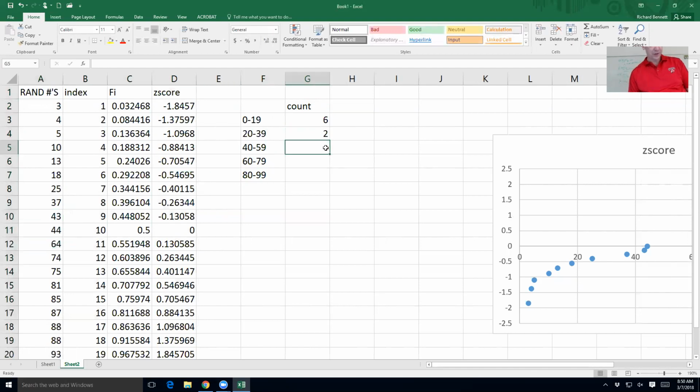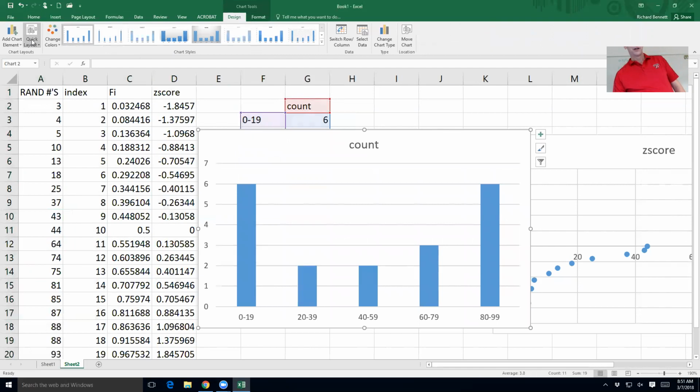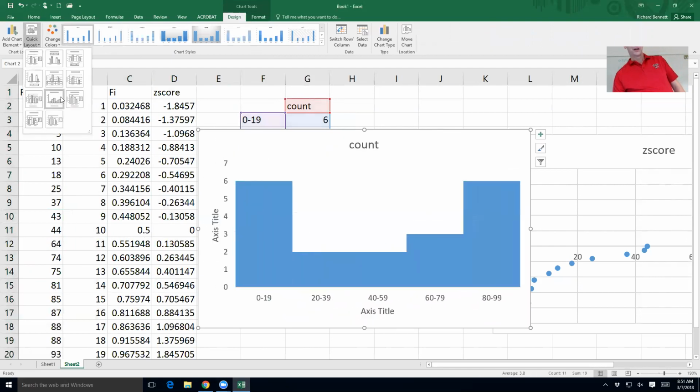Oh wow, that's only 2. This doesn't even look like random. 60 to 79. That's 3. And 80 to 99. That's also 6. Wow. That doesn't even look like a random distribution. Insert, scatter, or not scatter. Thingamajig. They're random numbers. It's a small sample. What would you say? Bimodal. Okay. Should look like this, but small sample size.